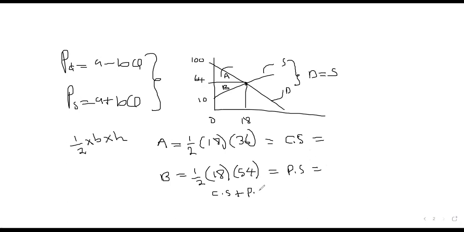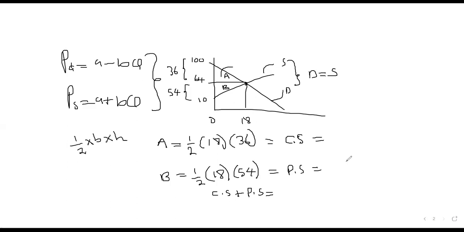Which one is 54? 54 is from where to where? So the distance from here to here is 36. That is 100 minus 64. And from here to here is 54. This is 64 minus 10. Just the differences in these triangles here. Is that clear?